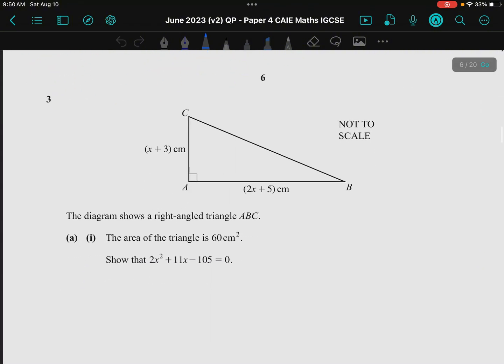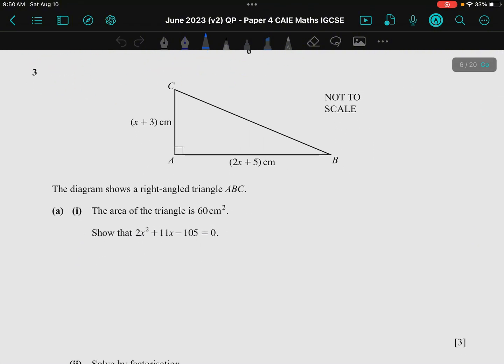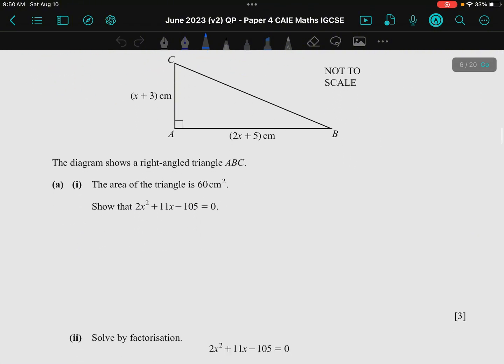Now, coming to question number 3. The diagram shows a right angle triangle ABC. The area of the triangle is 60 centimeters square. Show that 2x square plus 11x minus 105 equals 0.